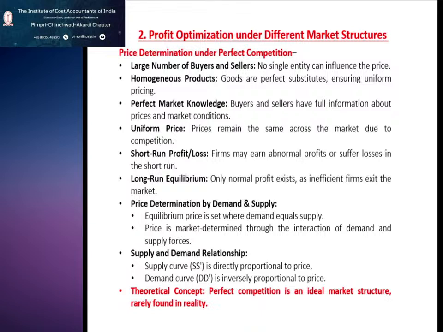Short run profit loss. Firms may earn abnormal profits or suffer losses in the short run. Long run equilibrium is achieved, only normal profit exists as insufficient firms exist in the market. Then we saw the price determination is always by demand and supply.